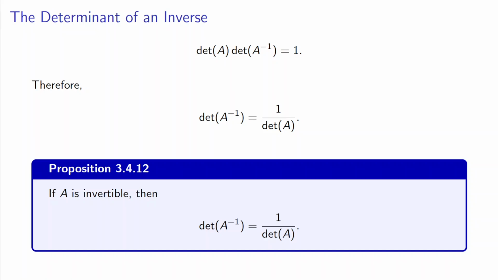So that's proposition 3.4.12. If A is invertible, then the determinant of A inverse is 1 over the determinant of A. And it's a good thing that this is only going to happen when the determinant of A is non-zero, because we obviously can't divide by 0. So this is another reminder that the determinant of A being non-zero is imperative for A having an inverse, so A inverse even existing. And this is a nice connection to what the value of the determinant of that inverse is.